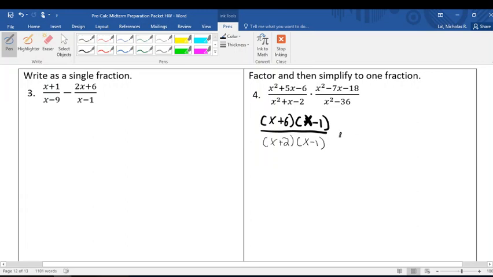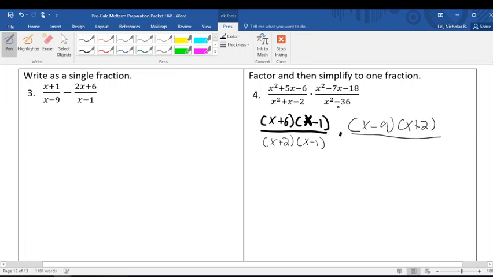Now I look at the second term, x squared minus 7x minus 18. This will factor into two terms that multiply to negative 18 and add to negative 7, which are going to be negative 9 and positive 2. So that will factor into x minus 9, x plus 2.